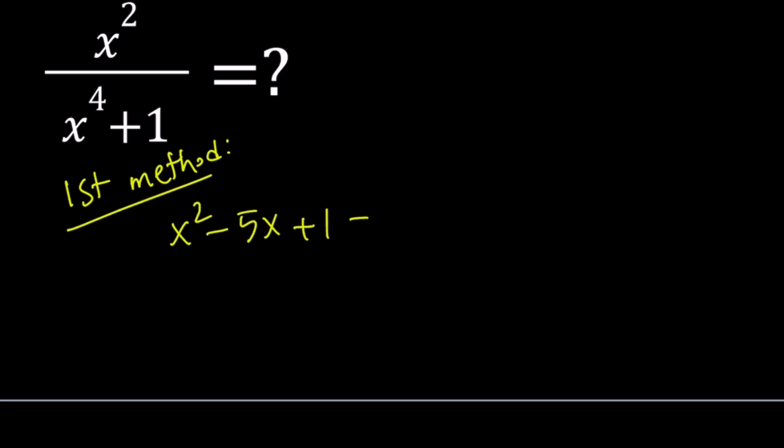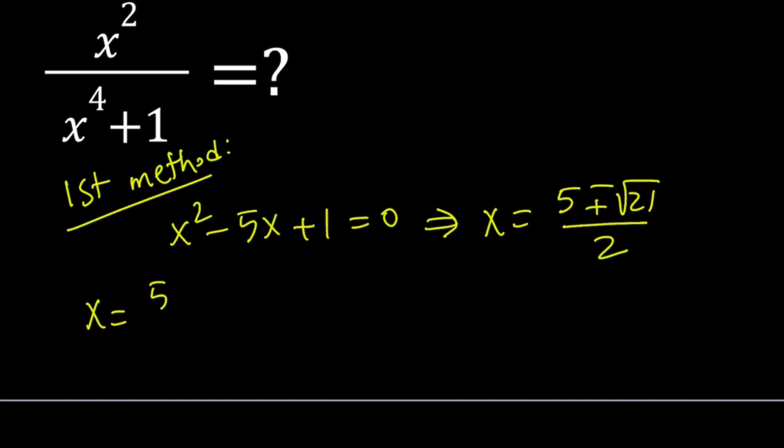X squared minus 5x plus 1 is equal to 0. If you solve this quadratic equation, x becomes 5 plus minus the square root of 21 over 2. Let's go ahead and use the positive version, 5 plus root 21 over 2. Now, would it matter if you use the other one? It wouldn't. You can check it out. So this is x. Let's go ahead and square both sides so we can get x squared.